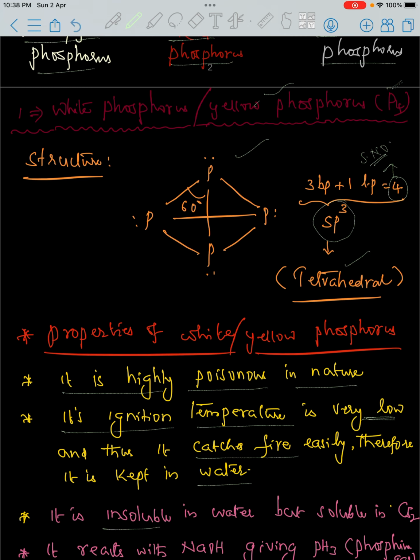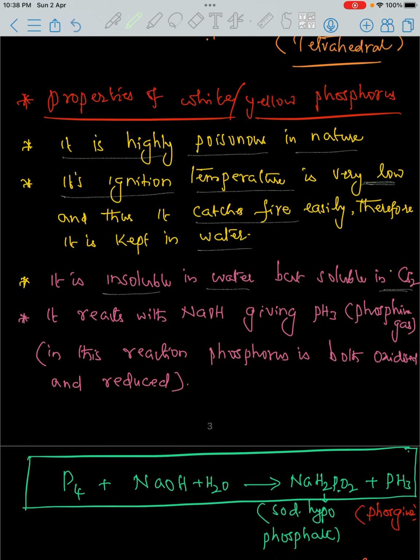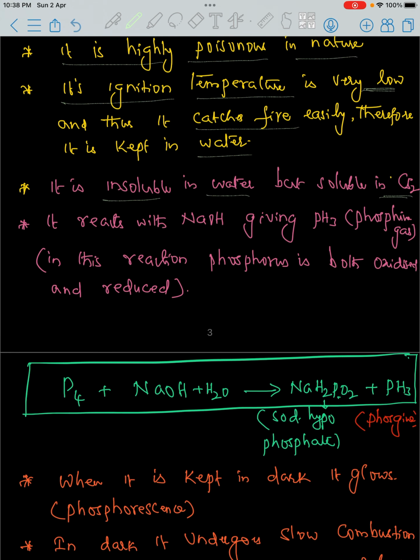It is insoluble in water but soluble in carbon disulfide. The reason is that, being a non-metal, generally non-metals are not soluble in water, but they are soluble in non-polar solvents. CS2 is a non-polar solvent, that's why it is soluble in CS2. And when white phosphorus reacts with sodium hydroxide, it releases phosphine gas. In this reaction, phosphorus undergoes both oxidation and reduction, so you can say disproportionation is taking place. So this is nothing but what?